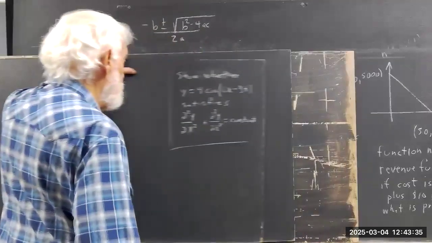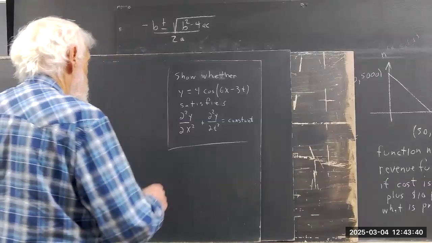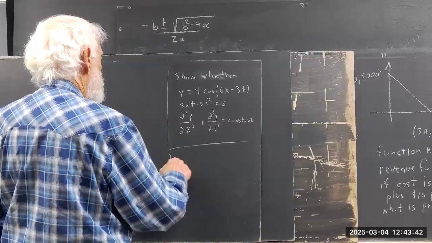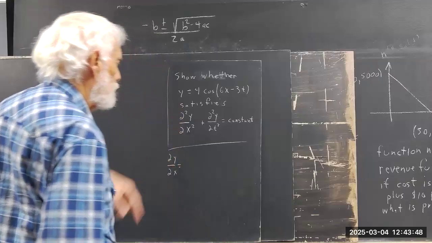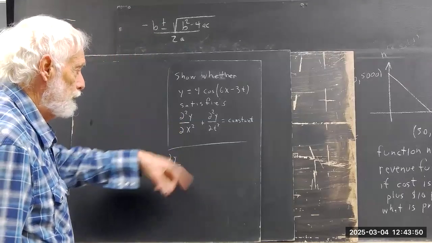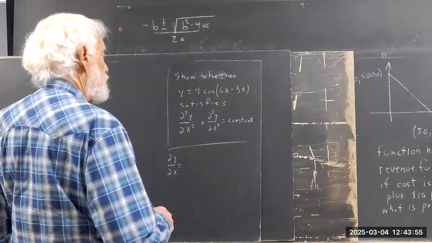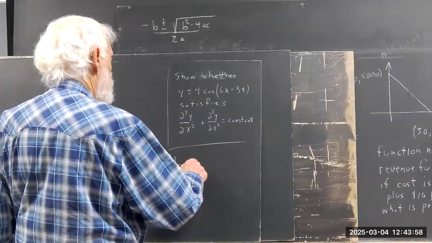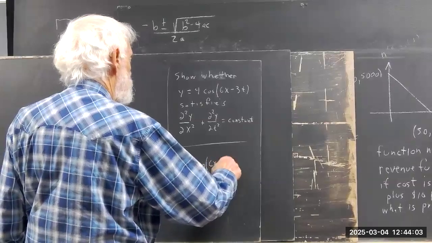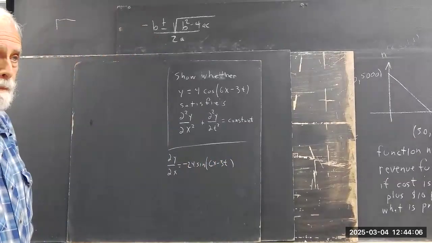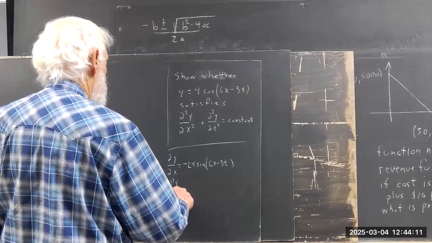I asked you to show whether this thing is constant. Well, you want the second partial of y with respect to x, so let's find that. Then we'll find this, then we'll put it together, okay? So the partial of y with respect to x is the second partial of y with respect to x.